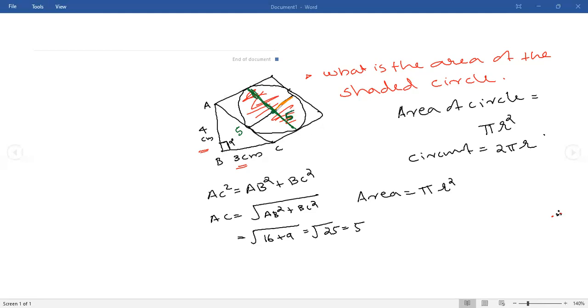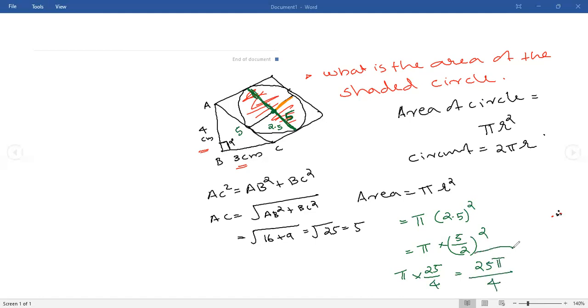Radius means that is this half, right? So the value of radius is 2.5. So I can simply insert the value here, pi into 2.5 the whole square. So the value will be equal to pi into 5 by 2 the whole square, that is equal to pi into 25 divided by 4, that is equal to 25 pi divided by 4. That will be the answer. Looking into the options, you have to find out the answer.